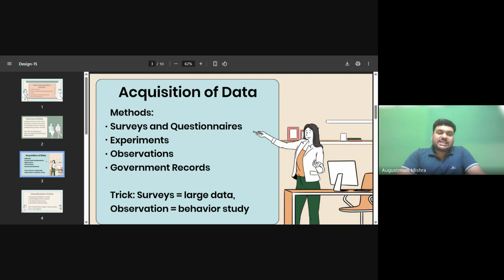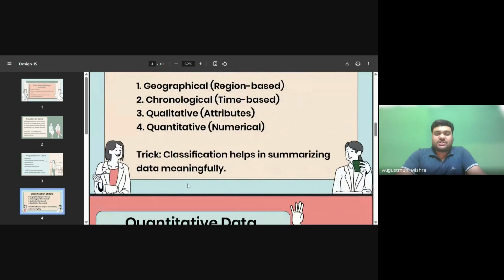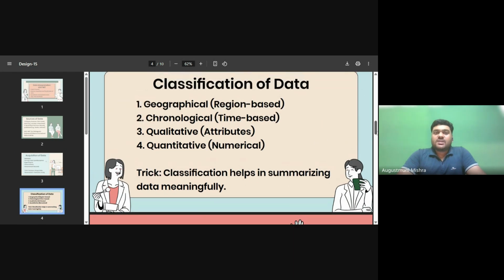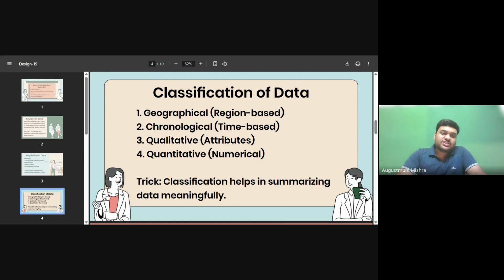Okay. Here there is a thing which I have mentioned, that is important. For large data, you can do the survey. For behavior study, you can perform the observation. Now we'll move to another thing, that is classification of data. On the basis of geographical classification, you can find out region-based data. Then chronological order, time based, like from a particular year to a particular year.